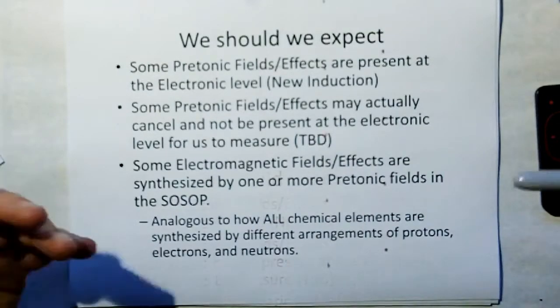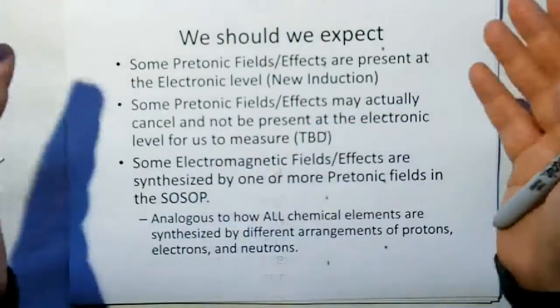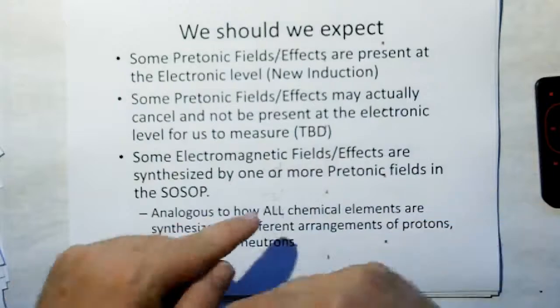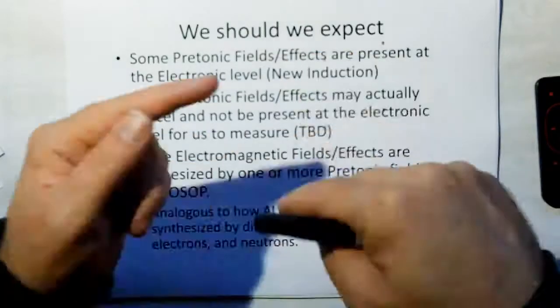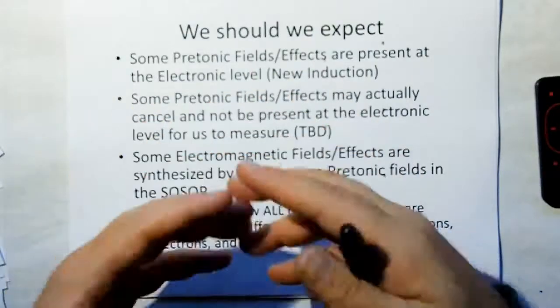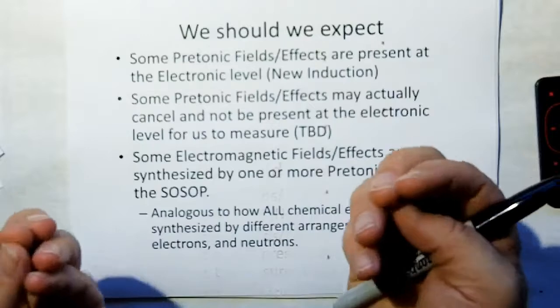So what should we expect? Well, some of the electronic fields that we measure are going to be the pure pretonic effects coming through, or they are going to be byproducts of synthesis. As the pretons do all their fancy stuff and their dance about each other, they're going to be creating and weaving, synthesizing all kinds of effects that aren't normal as part of a pretonic field.